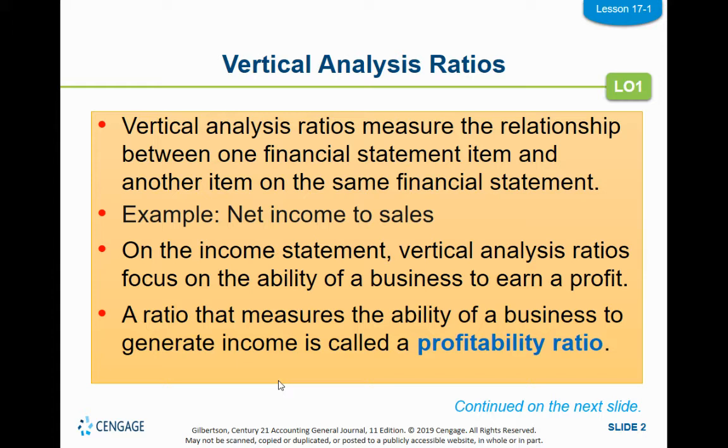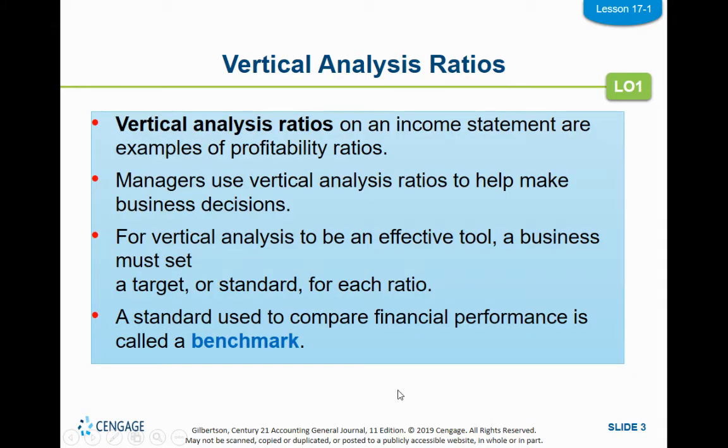And so on the income statement, the vertical analysis ratios are going to focus on how much ability the business has to basically earn a profit. And so a ratio that measures that ability to generate that income is what we call a profitability ratio. And so vertical analysis ratios on the income statement are examples of profitability ratios. So like the income statement, the net income to sales, like I talked about just a minute ago.